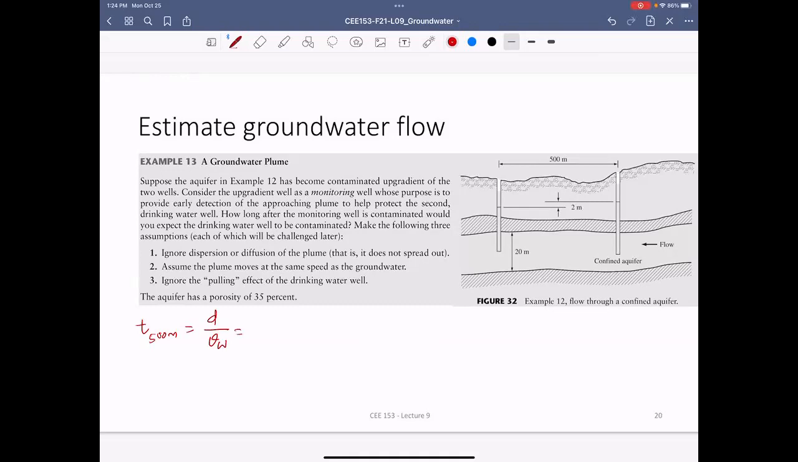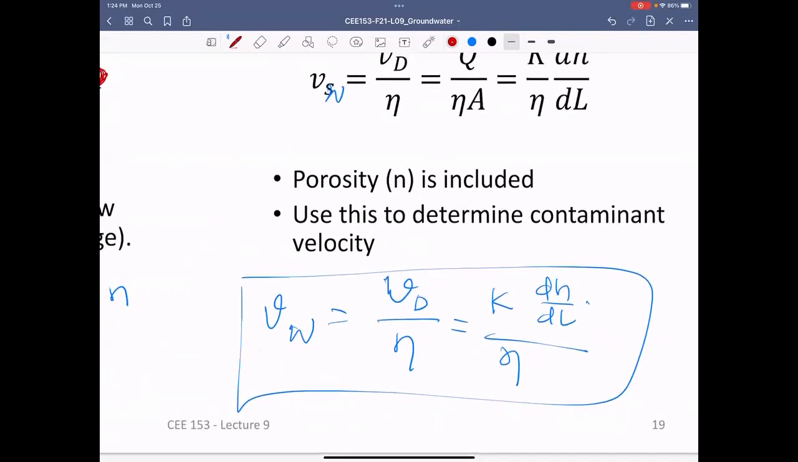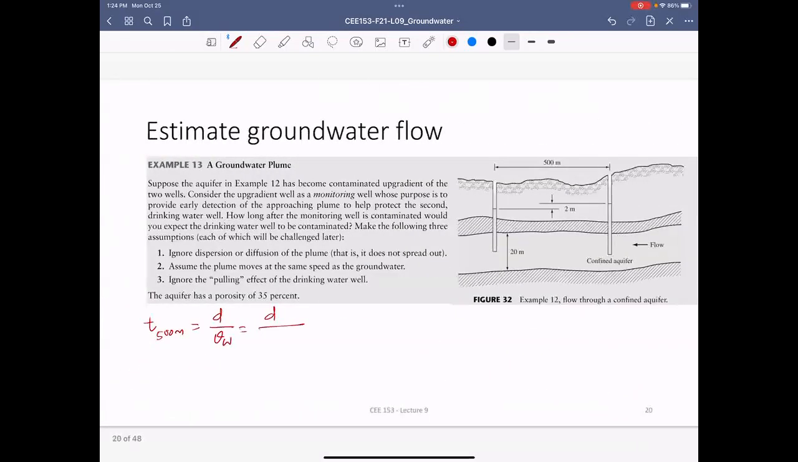Distance is 500 meters, and velocity is something that you don't know, you have to estimate. So what's the speed of water that you just know? Velocity of water is basically Darcy's velocity divided by porosity. So if we put this value here, it means it's d times porosity, k dh over dl.